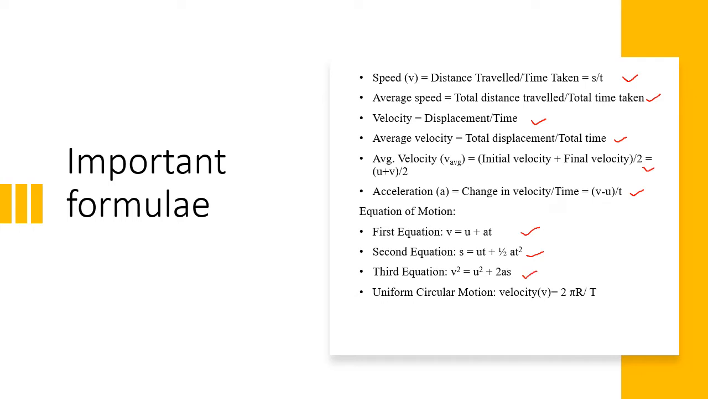And the next formula, uniform circular motion. Velocity is equal to 2 pi r divided by t. So 2 pi r is nothing but the distance covered by an object and t is time taken. SI unit is meter per second. For acceleration, SI unit is meter per second squared.